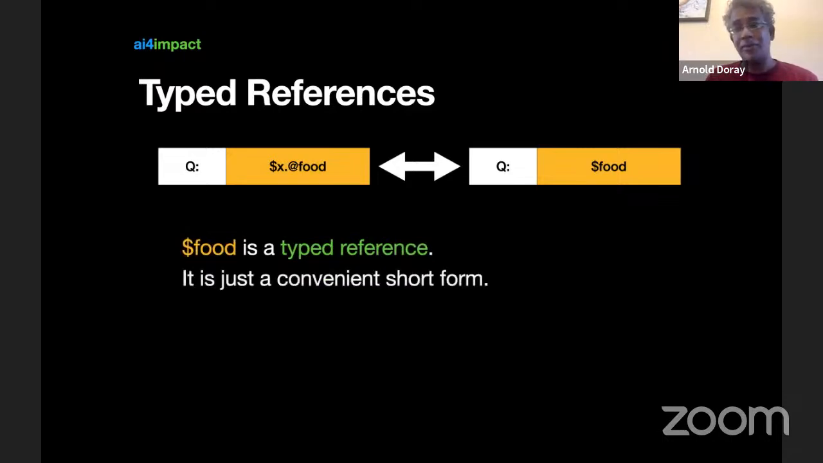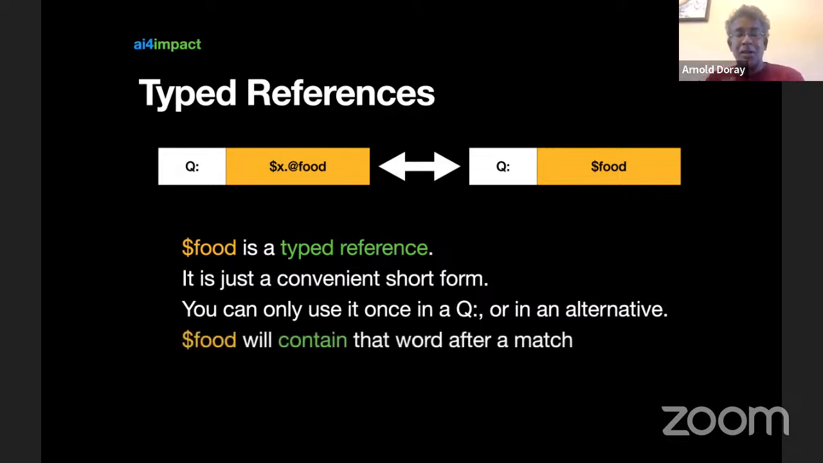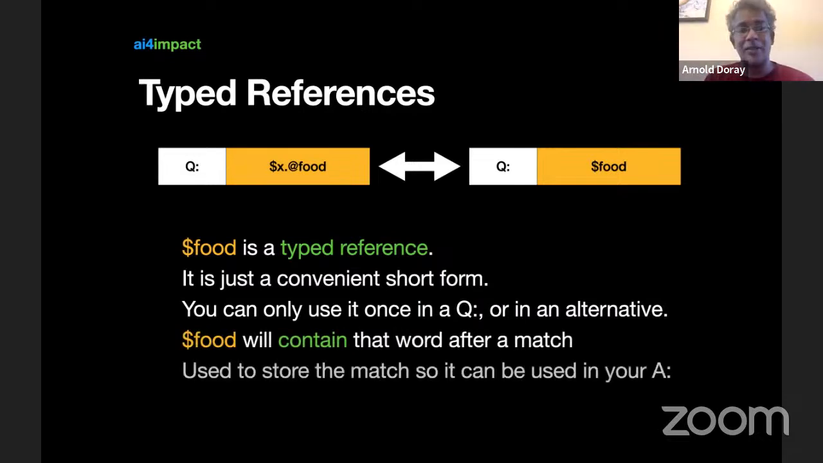It's just a short form, basically, and you can only use it once within a queue, right? Because once you have food or $food, you're also having the same situation as having $X and $X twice. So you can only use it once, practically, in most situations. You can use it once in a queue, or you can use it multiple times if it's an alternative, like how we've done it for the plurals form for animals and so on. And your $food will contain the word after the match. So otherwise it behaves just like a reference.